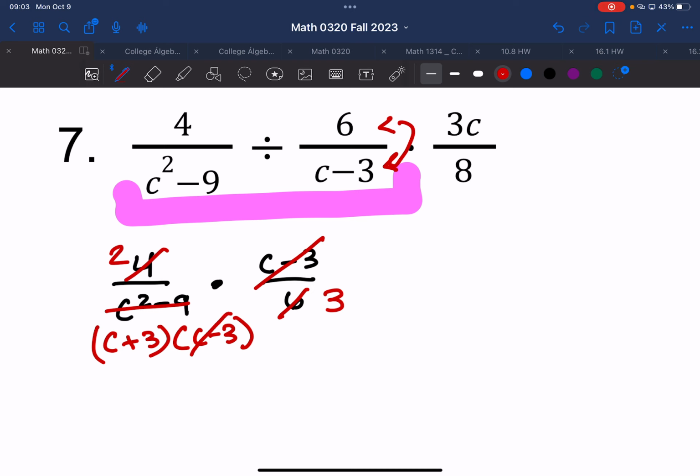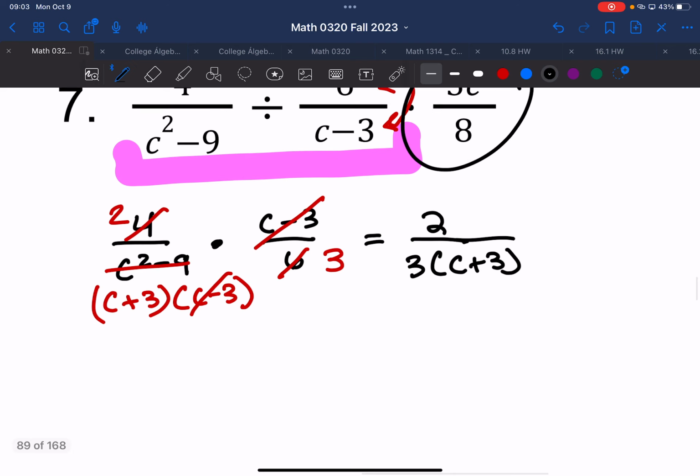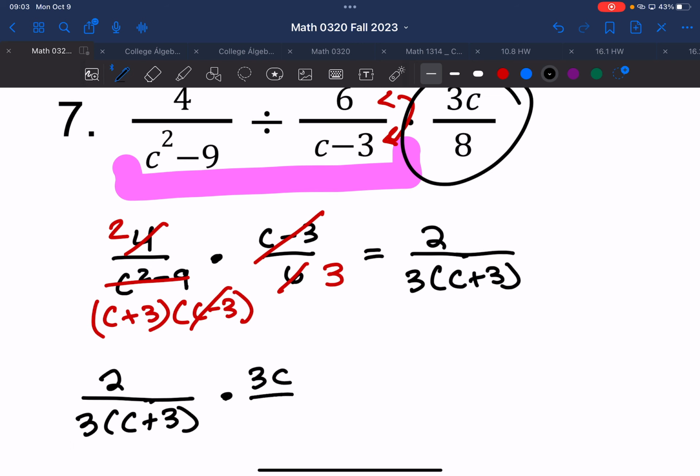Good. So that means if I was to multiply this across, I have 2 times 1, because there's nothing left there, so I have 2. And what's left on the bottom? C plus 3 and 3. So we do 3 times c plus 3. Is this our answer? No, because we still have to do what? We still have to multiply 3c over 8. So I'm going to rewrite this as 2 over 3 times c plus 3 times 3c over 8.